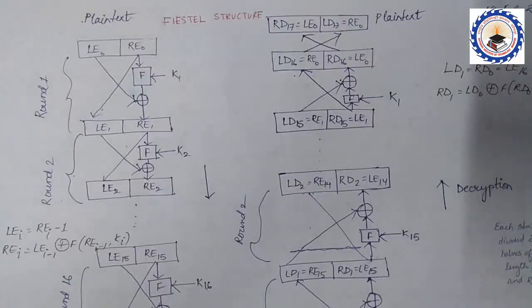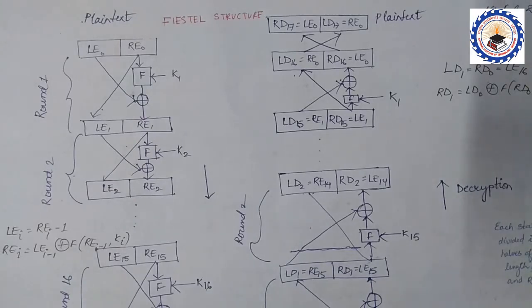So let us see the Feistel structure. This particular structure is used in modern cryptography, for example in the DES algorithm, the Data Encryption Standard. In that algorithm, we use these Feistel structures. Before we go towards the DES algorithm, let us see the general structure given by Horst Feistel. It is a structure used in most of the modern cryptography.